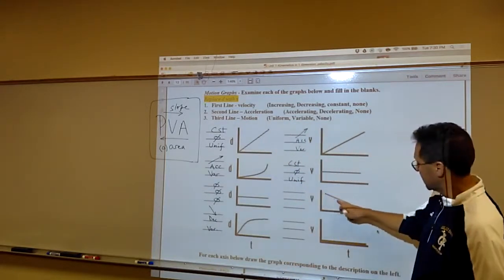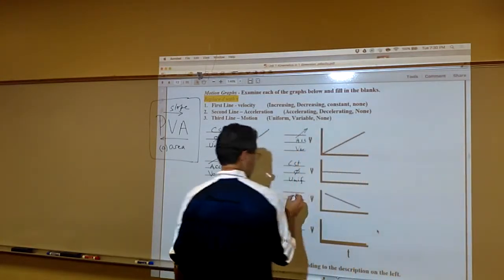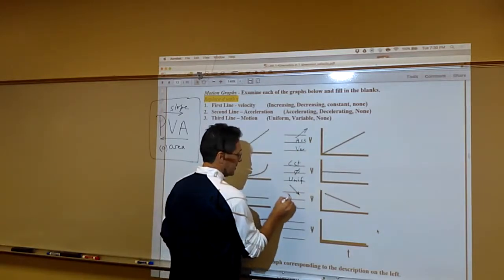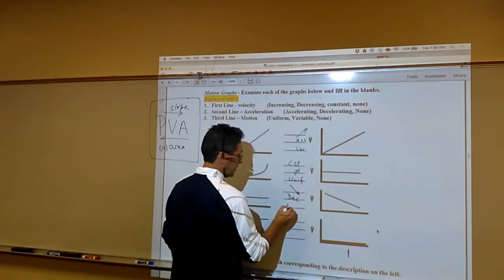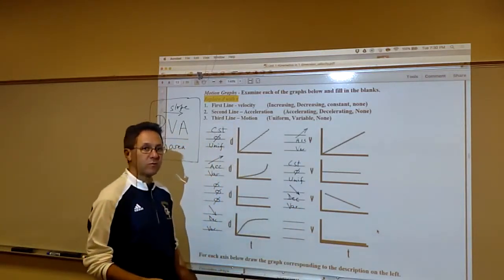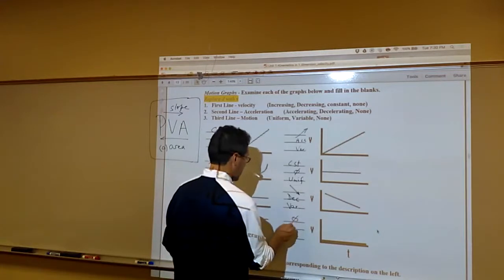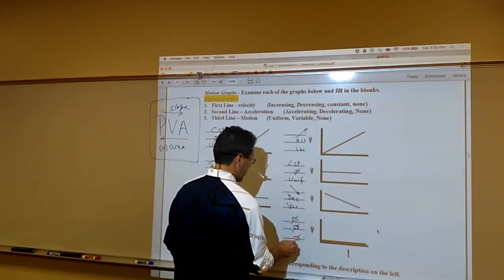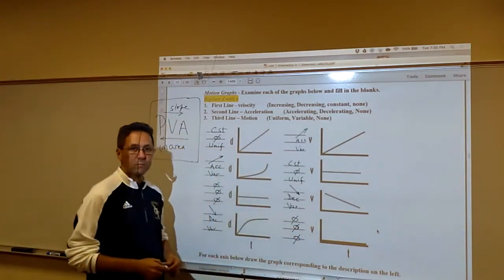This one, you can see that the velocity is dropping. I think you got the idea. You are decelerating, meaning you're slowing down. Not uniform, but variable motion. And here, you're right on the time axis, which means your velocity is 0. So basically, nothing is happening. The object is not moving.